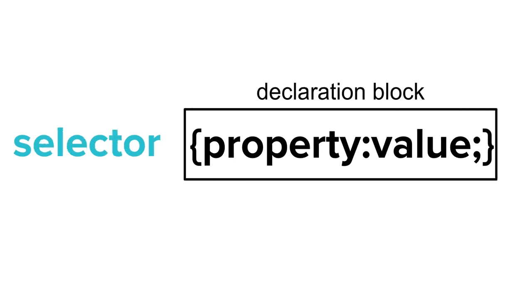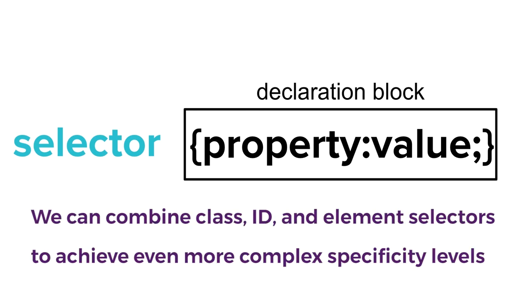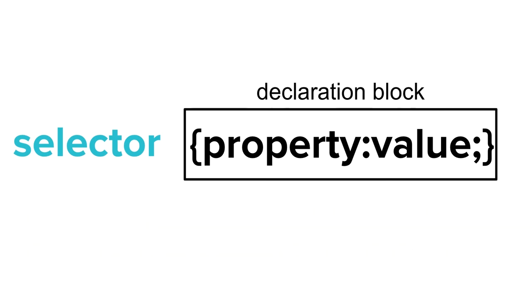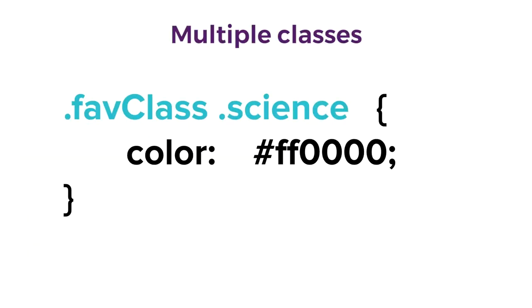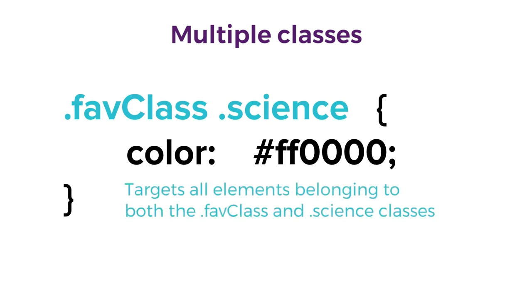Something that we haven't discussed is how we can combine class selectors, ID selectors, and element selectors to create more complicated levels of specificity. I'll show you guys examples so this can be a little bit more clear. We can make a selector contain more than one class, right? We can combine two classes to be super specific.